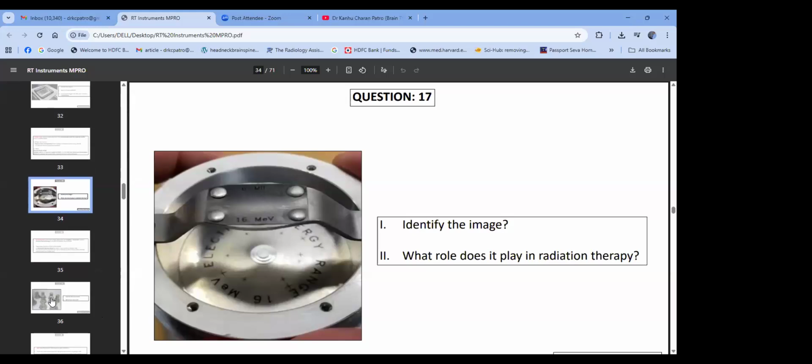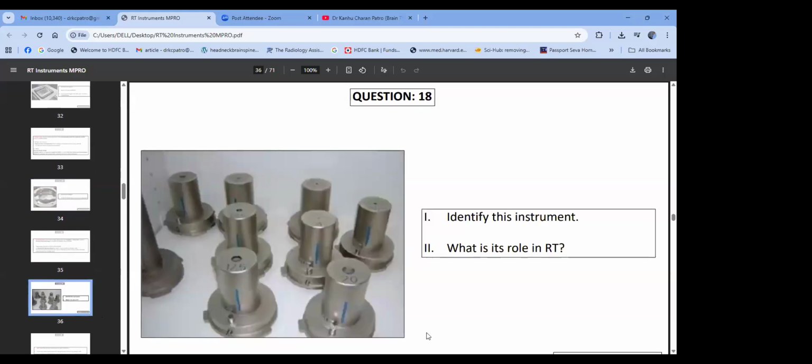Okay. So identify this. So this is a SRS cone, stereotactic radiosurgery cone. This provides small circular fields for high precision radiation targeting in SRS. So in gamma knife and all, there are 4 mm to 25 mm circular cones through which the radiation beam passes, and we can collimate as per our requirement of the target, sir. Okay.